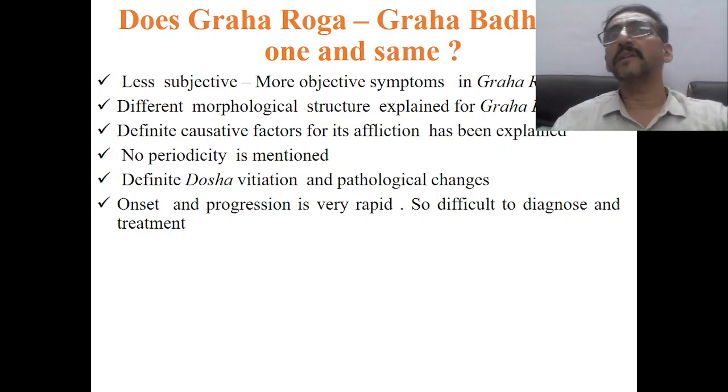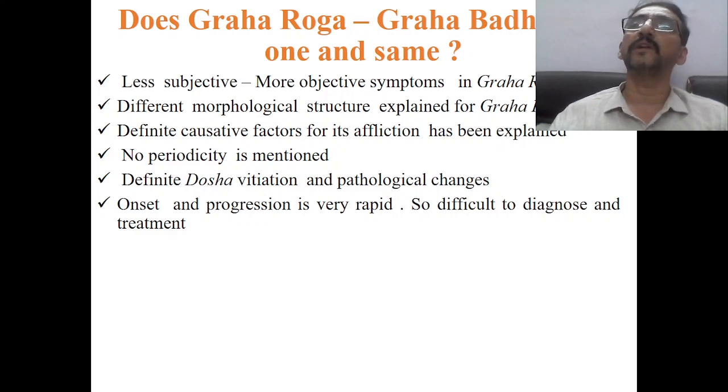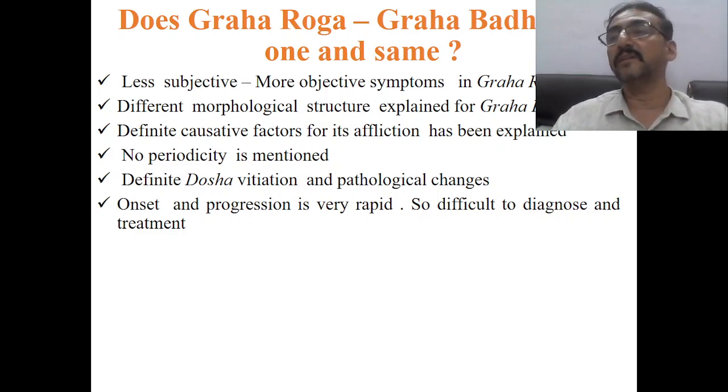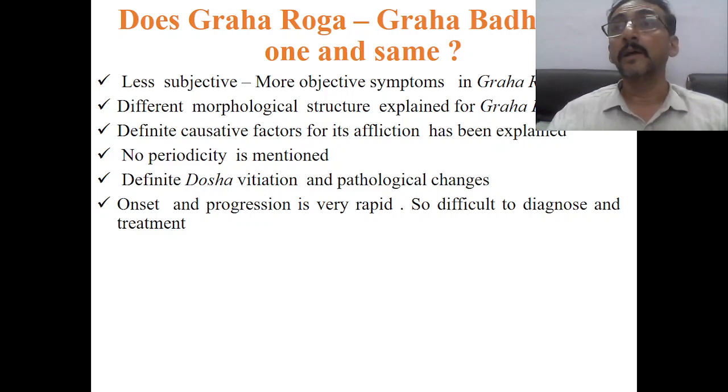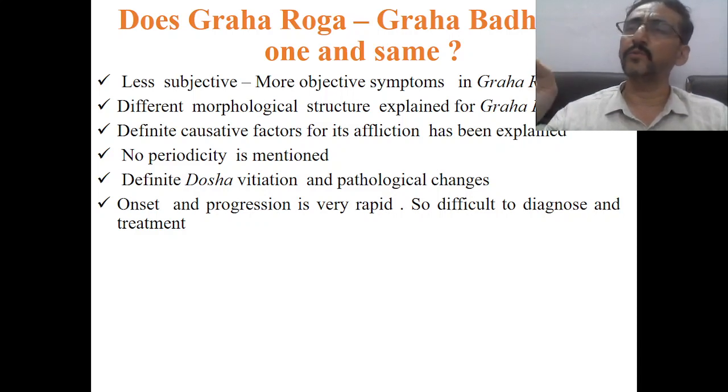Whereas when you talk about Graha Chikitsa, more subjective findings are seen. Patient feels that he is having some problem. Patient feels that he is having some abnormal hearing, like hallucination, etc. So these subjective findings are more in case of Graha Chikitsa. The subjective findings are very, very few in case of the Grahas mentioned in Kaumarbhritya. This is one of the basic differences.